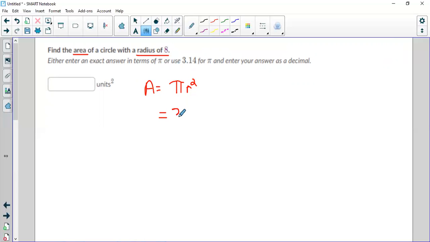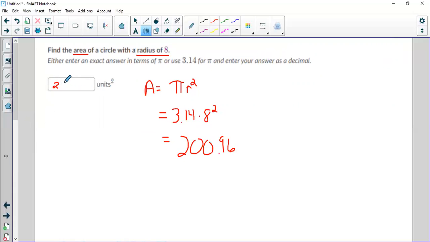So it equals pi's decimal, 3.14, times the radius, 8 squared. Well, 8 squared is 64. And 64 times pi, grab my calculator, 64 times 3.14 equals 200.96. And there's no unit label. There's no centimeters, meters, inches, feet, whatever. So it's just units squared.